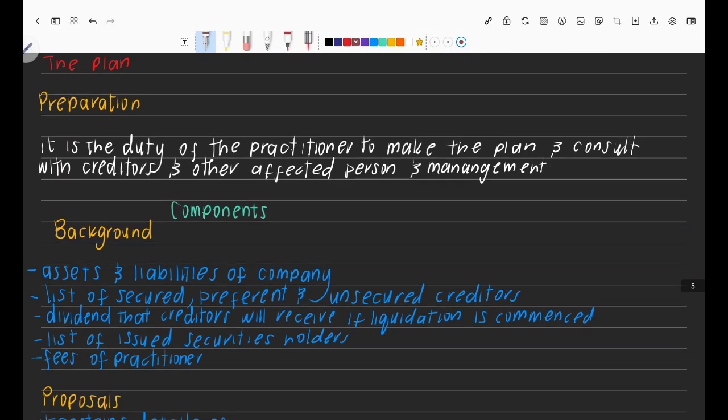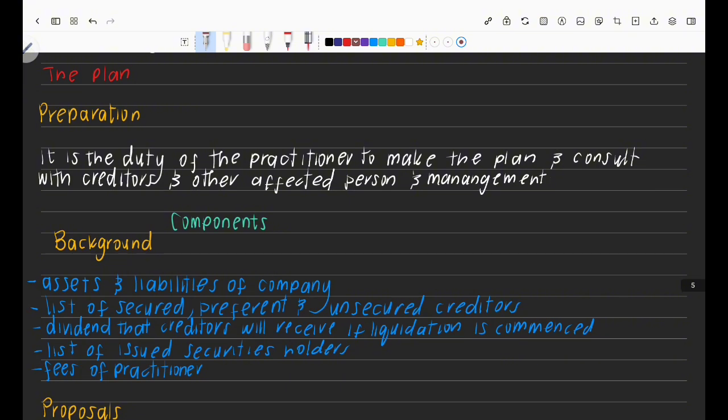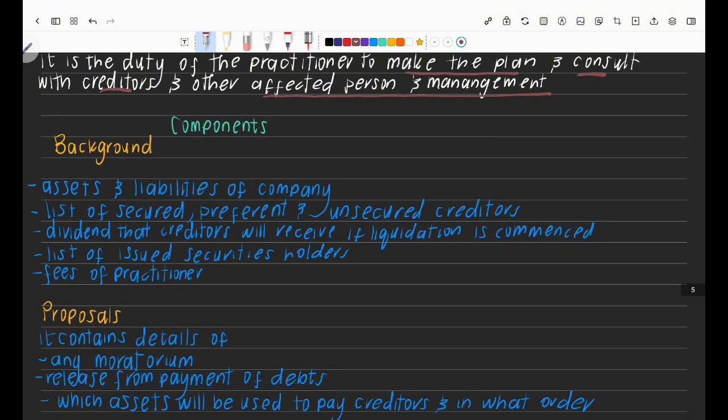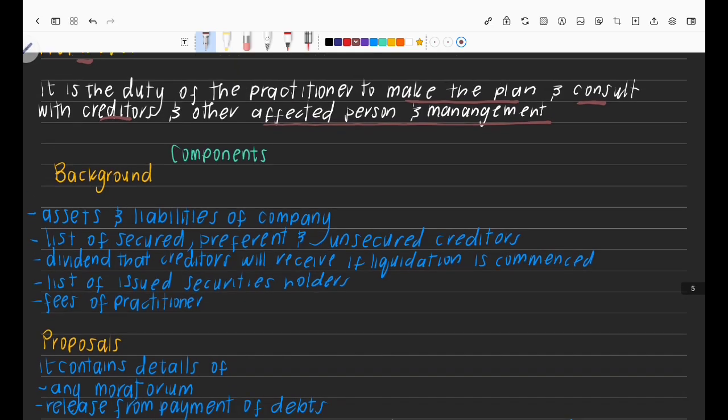So let us talk about the plan itself, right? So there are different components to this plan, right? First of all, preparation of the plan. So it is the duty of the practitioner to make the plan, right? Meaning to develop the plan and to consult with creditors and other affected persons and management, right? About the plan that they have made.